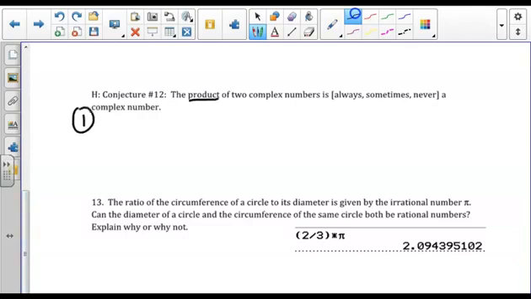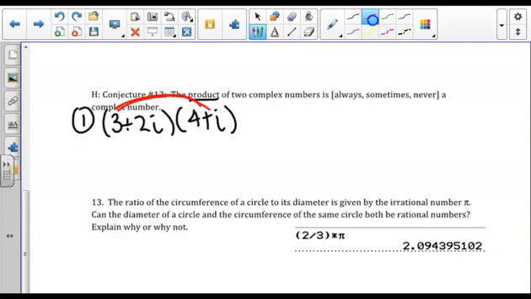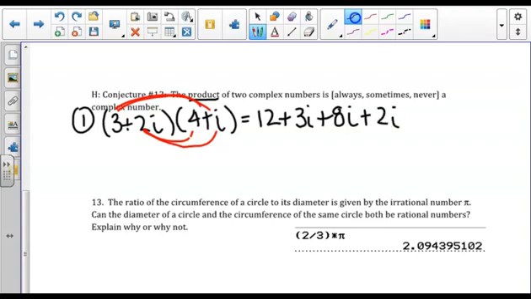Well, let's go through the multiplication here. So let's multiply two complex numbers, 3 plus 2i times 4 plus i. And in order to multiply, we do need to distribute the 3 and the 2i across the two terms in the second. So we're going to do that. 4 times 3 is 12. 3 times i will be plus 3i. 2i times 4 will be 8i. And 2i times i will be 2i squared. If I combine my like terms, I will get 12 plus 11i plus 2i squared.